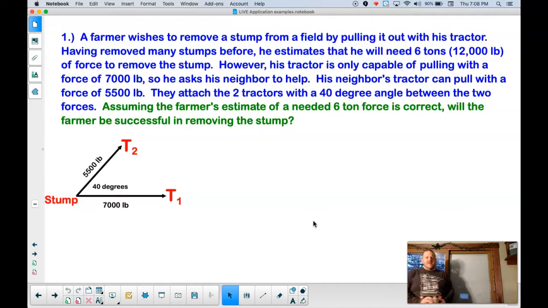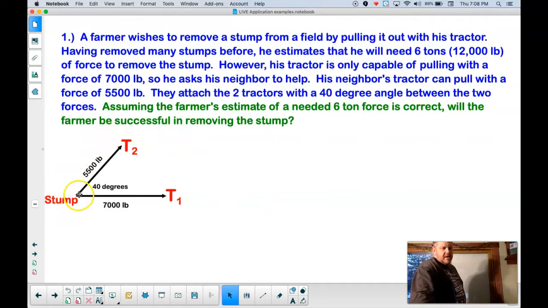6 tons is 12,000 pounds, 2,000 pounds per ton. However, his tractor is only capable of pulling with a force of 7,000 pounds. So he asks his neighbor to help. His neighbor's tractor can pull with a force of 5,500 pounds. They attach the two tractors with a 40-degree angle between the two forces. Assuming that the farmer's estimate of a needed 6-ton force is correct, will the farmer be successful in removing the stump? So here is the diagram of the situation.